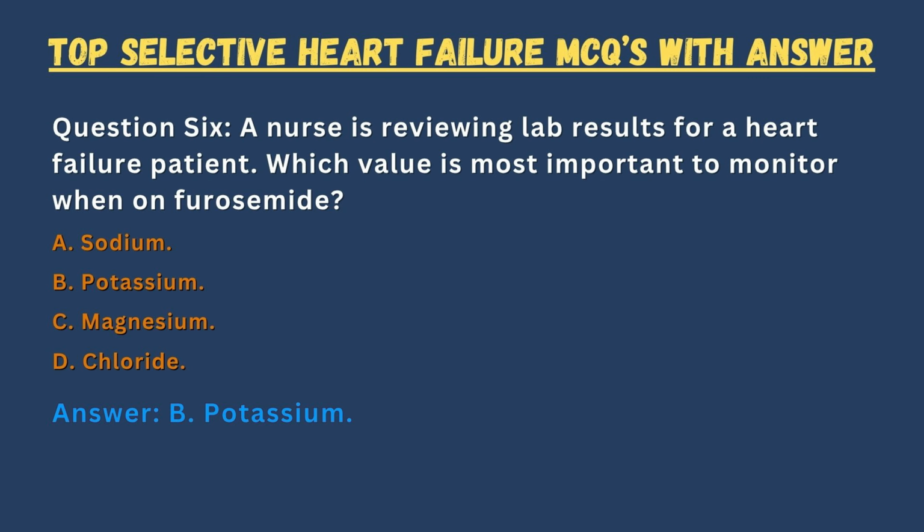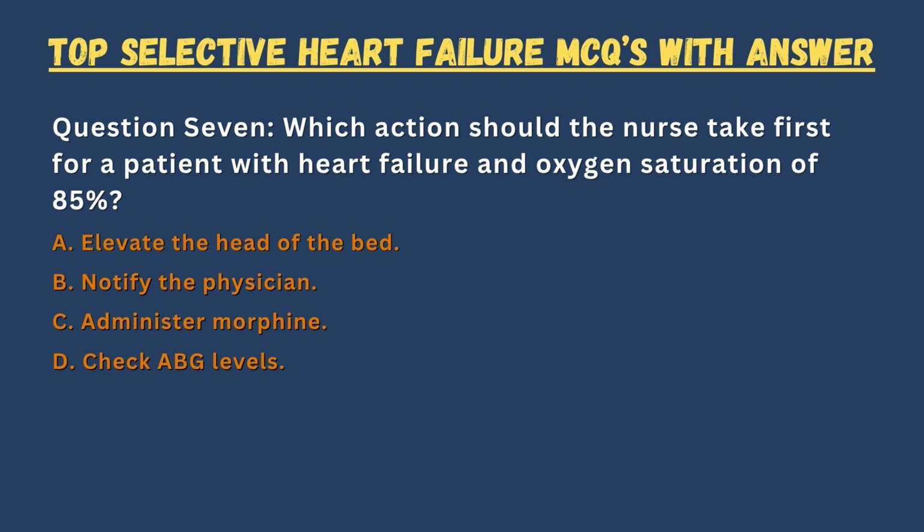Answer. B. Potassium. Question 7. Which action should the nurse take first for a patient with heart failure and oxygen saturation of 85%? A. Elevate the head of the bed. B. Notify the physician. C. Administer morphine. D. Check ABG levels.